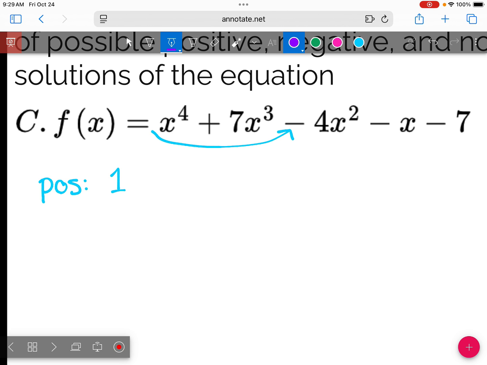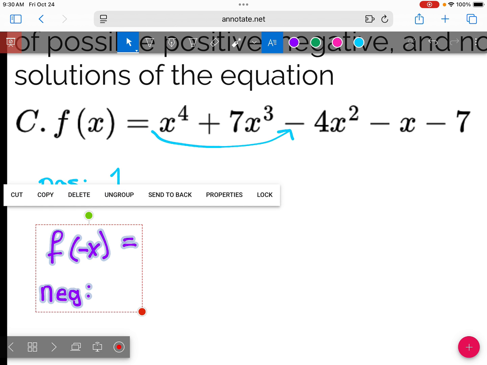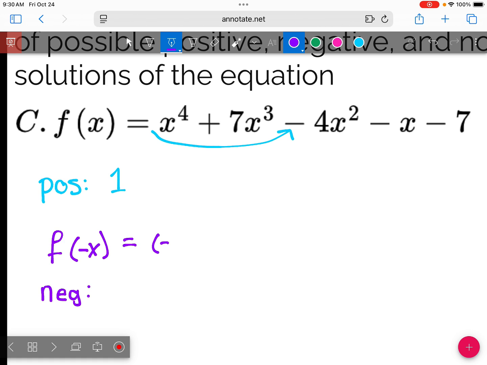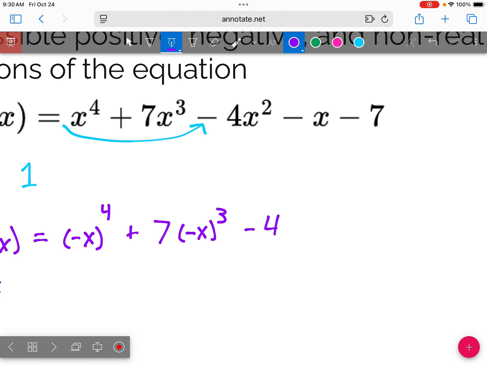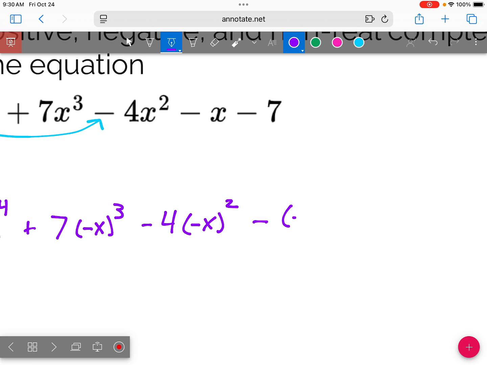What do we do to figure out negative roots? Substitute in the opposite of x. So we're going to say f of minus x, and I'm going to write the whole thing out here, substituting in my minus x into the x to the fourth, plus 7 times the opposite of x cubed, minus 4 times the opposite of x squared, minus the opposite of x, minus 7.